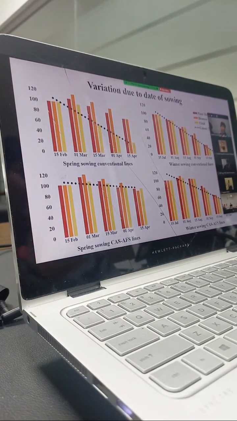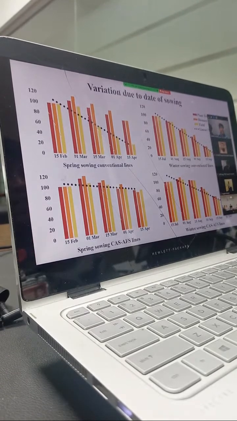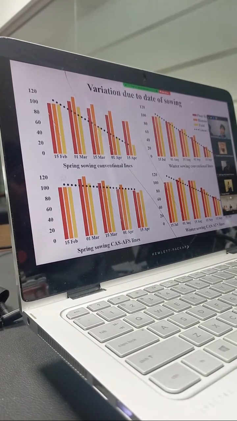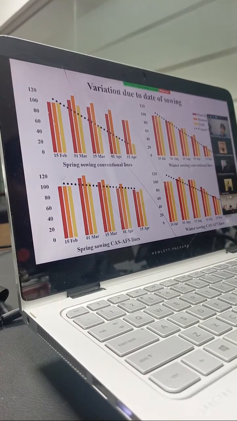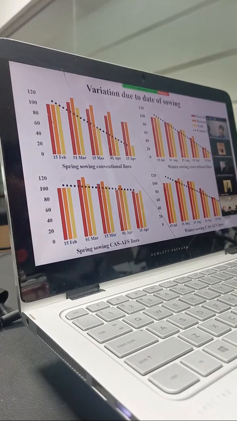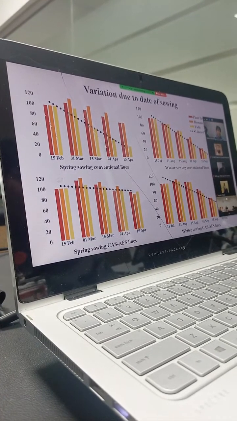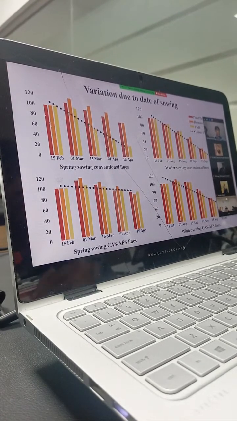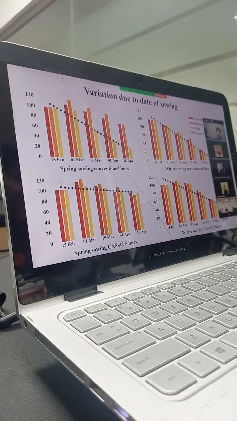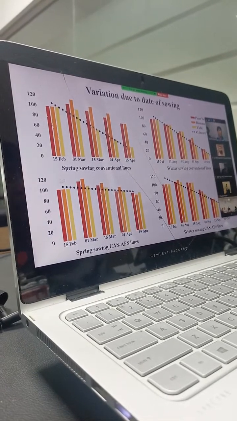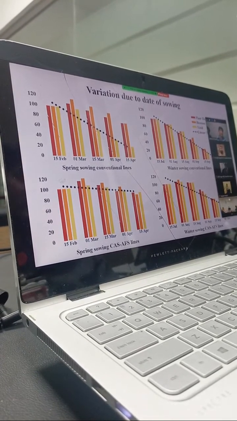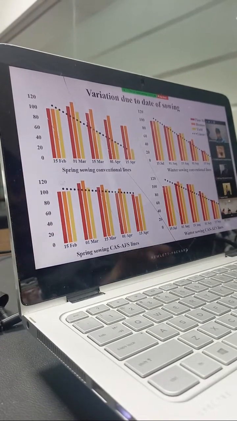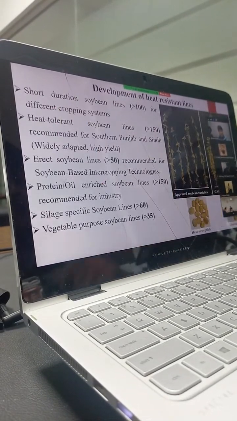Here we also determined that between 15 July to 15 August is the optimum time for soybean cultivation. Interestingly, we have identified some lines which are suitable for cultivation even after 15 September, or at least somewhere between 15 September and 1st of October. And I will present those lines a bit later in this presentation.